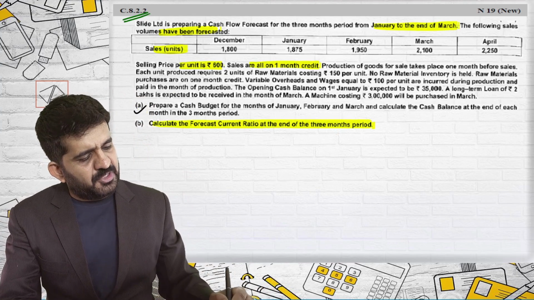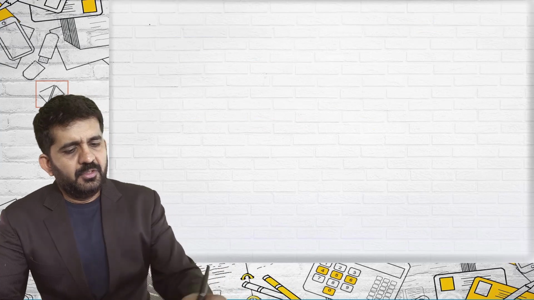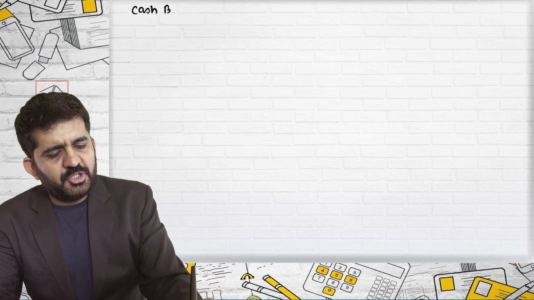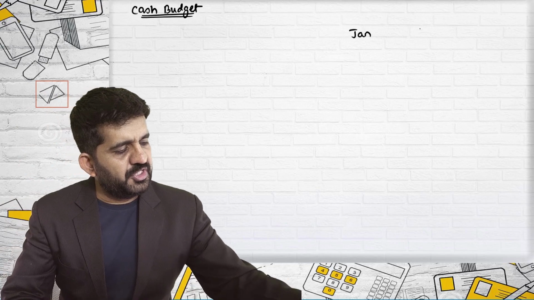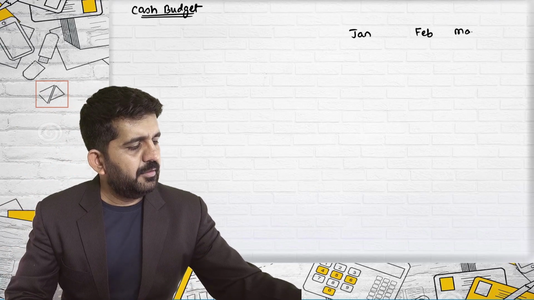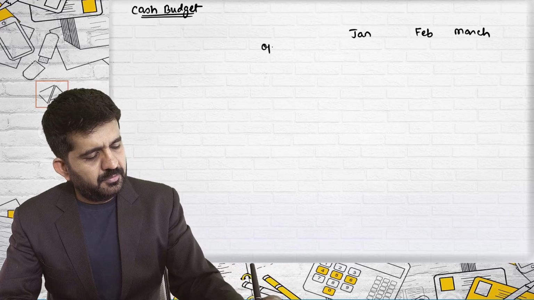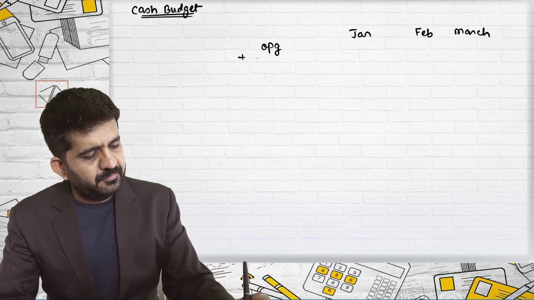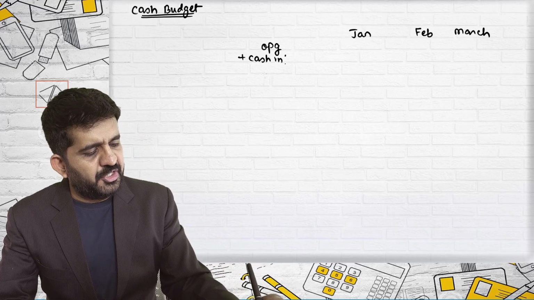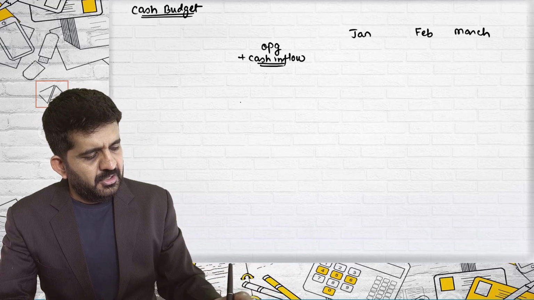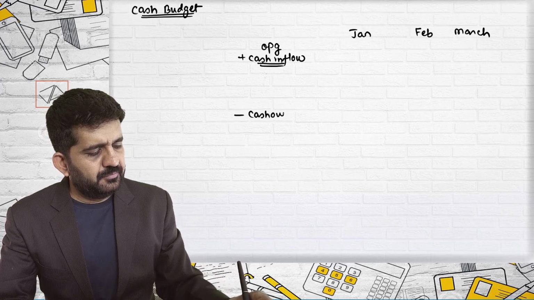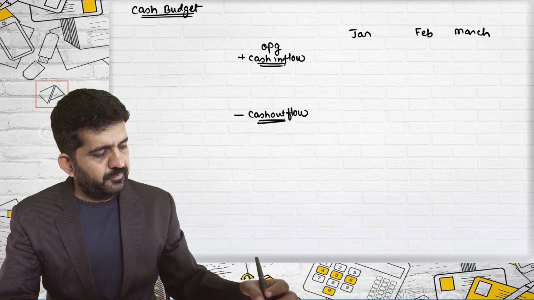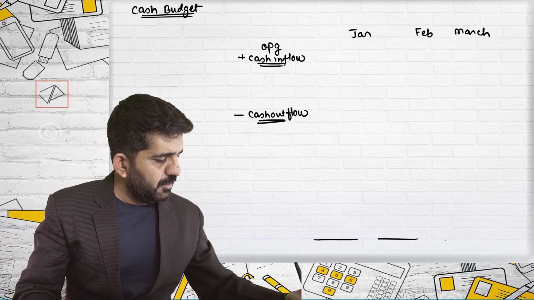We need to prepare the cash budget of Jan, Feb and March. So let us prepare the cash budget, Jan, Feb and March. Opening balance plus cash inflows. Inflows will be very less, so you can keep 2 or 3 spaces blank. Minus cash outflow will be my closing balance.